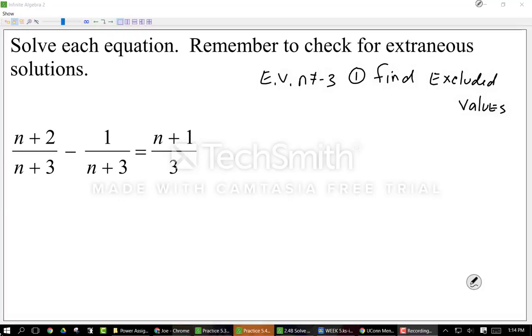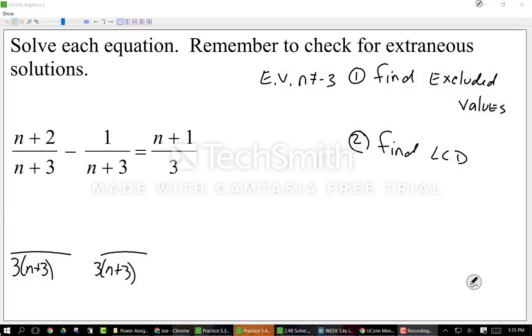Now your second step is to then find an LCD. Okay, so what is our LCD? Hopefully by now for LCDs we can figure out that it's 3 times n plus 3. And then my other one is also 3 times n plus 3 and so on. The reason why you have 3 times n plus 3 is because 3 is the only monomial that's in your denominator, so it has to appear in your new denominator. And then n plus 3 is the only binomial, so it also has to appear.